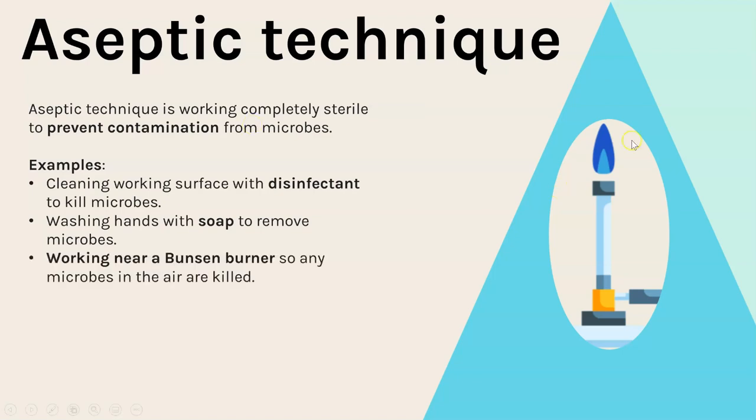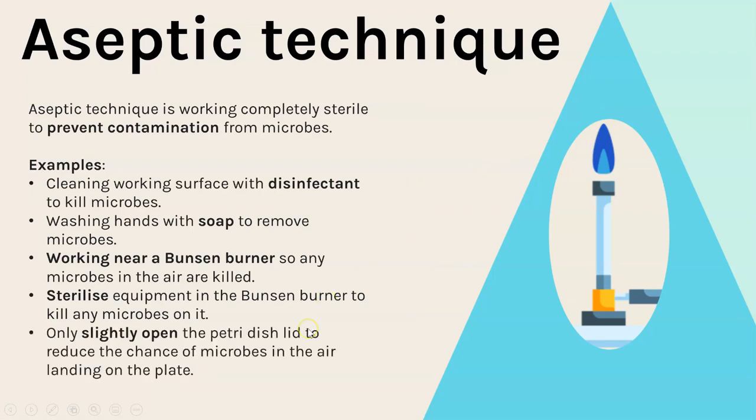Before, to make sure we don't contaminate the petri dish, and after, so we don't contaminate the rest of the school. We work near a Bunsen burner, and that's because air will be drawn upwards as it gets hot, following the convection currents, and then as it goes through the Bunsen flame, that will kill any microbes in the air. As that air cools, it will then go back down again, and we'll get this circulation of air being sterilized. So if you work near the Bunsen burner, when you have to take your lid off, the air around you should be being sterilized. Any metal equipment we sterilize by putting into the Bunsen burner flame as well.